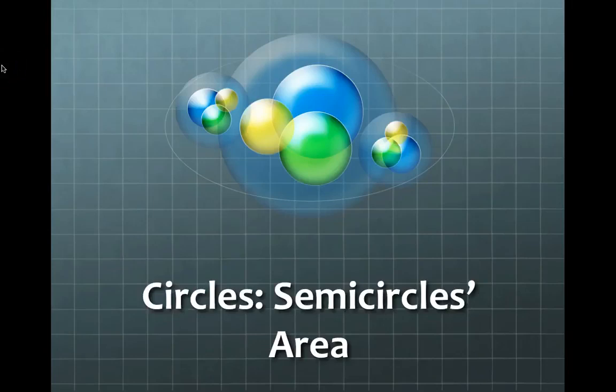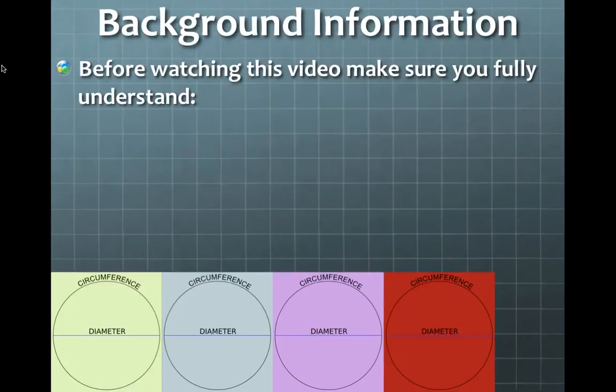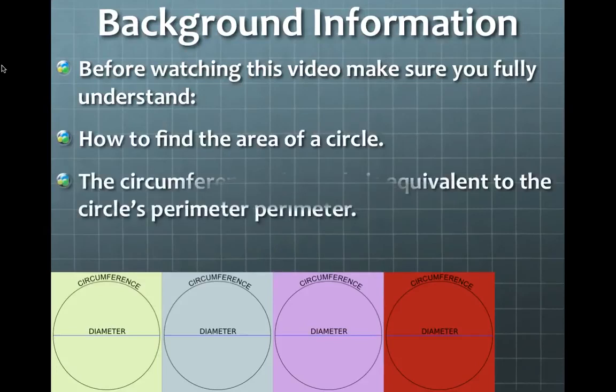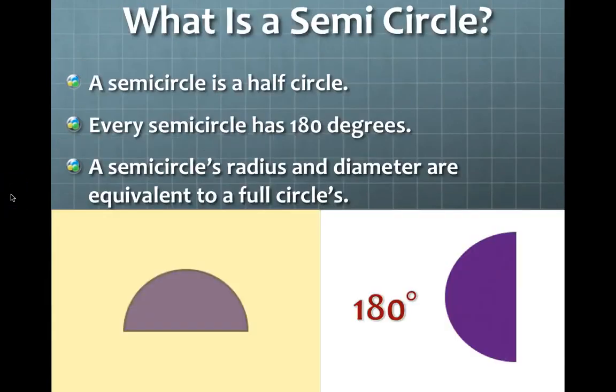Alright students, today we're going to continue our look at circles by taking a peek at how to calculate the area of a half circle or semicircle. Before watching this video, make sure you fully understand how to find the area of a circle, pi times radius squared, how to find the circumference of a circle, and know that the circumference is equivalent to the circle's perimeter, and how to convert between radius and diameter.